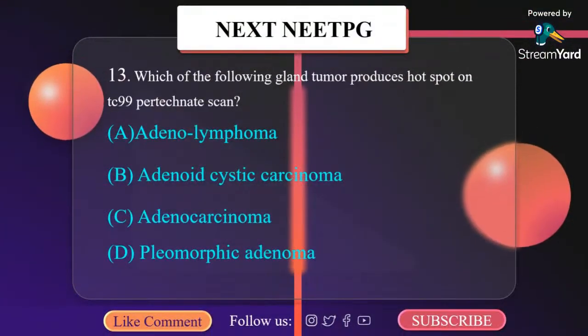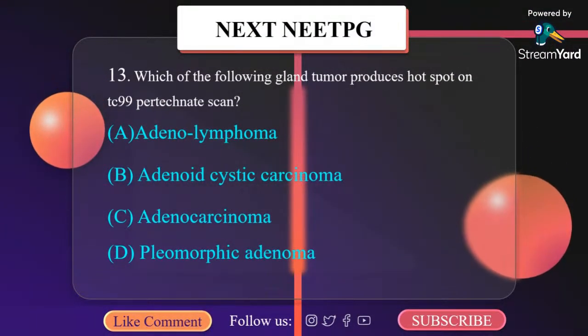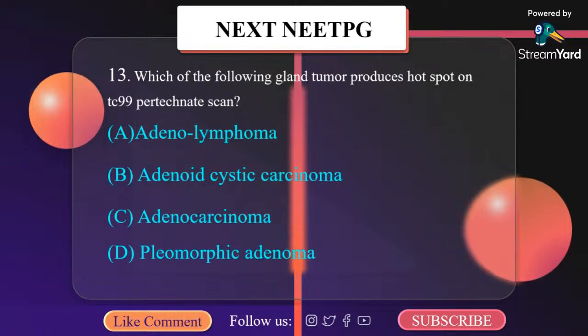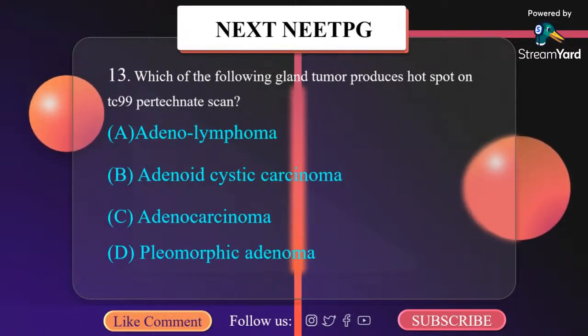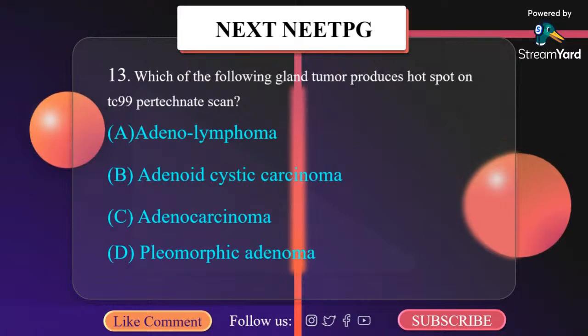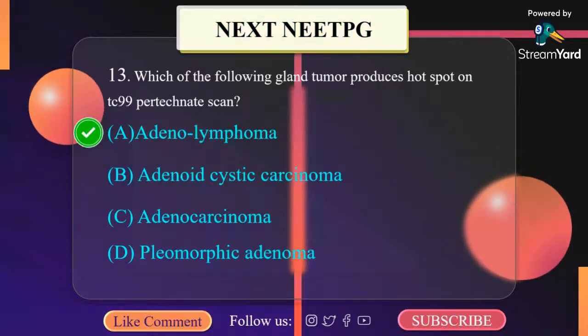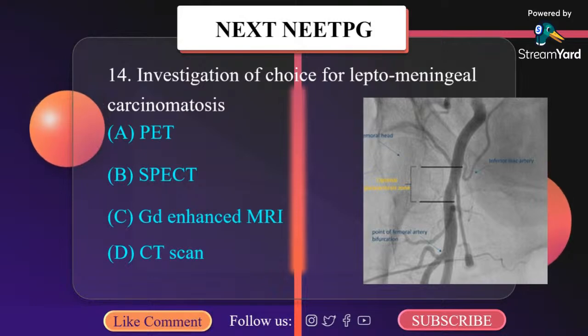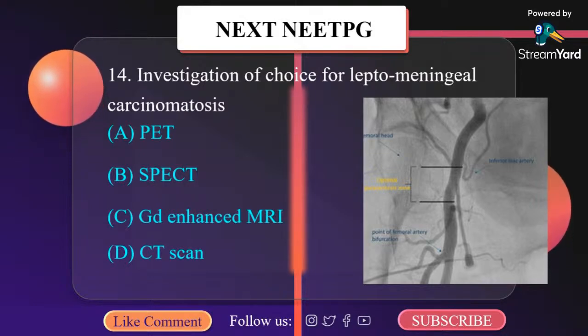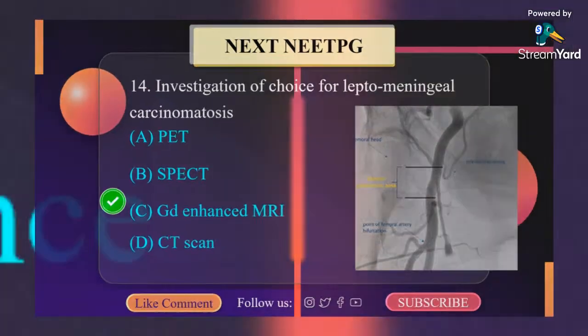Which of the following salivary gland tumors produces a hot spot on technetium 99m pertechnetate scan? A. Adenolymphoma, B. Adenoid cystic carcinoma, C. Adenocarcinoma, D. Pleomorphic adenoma. It is adenolymphoma. Investigation of choice for leptomeningeal carcinomatosis is PET, SPECT, Gd-enhanced MRI, or CT scan. It is Gd-enhanced MRI.